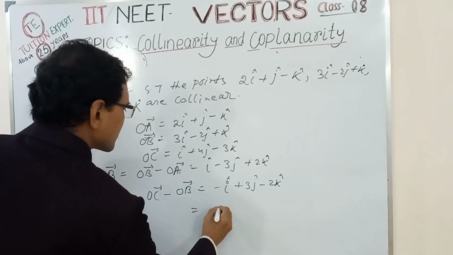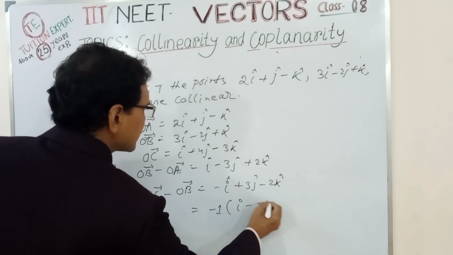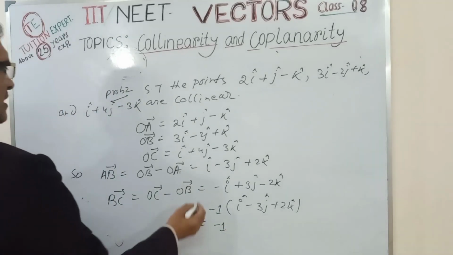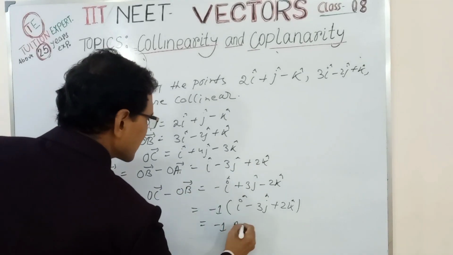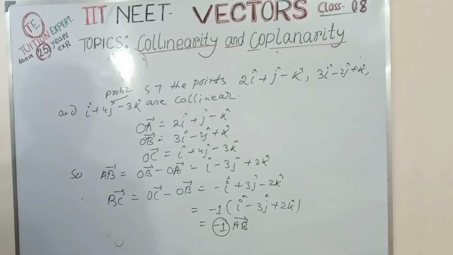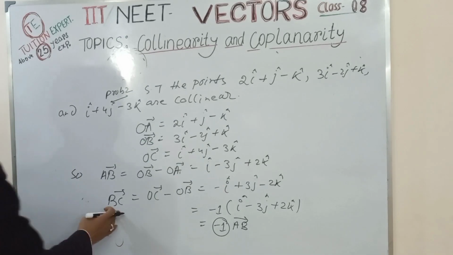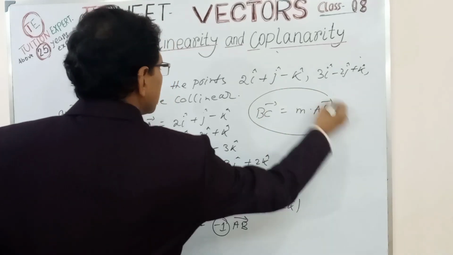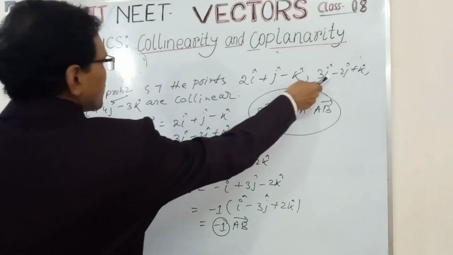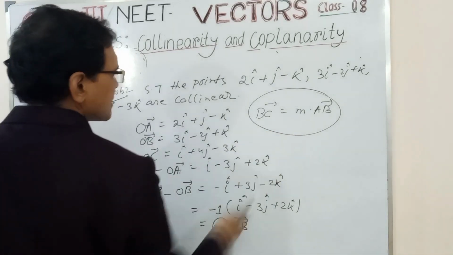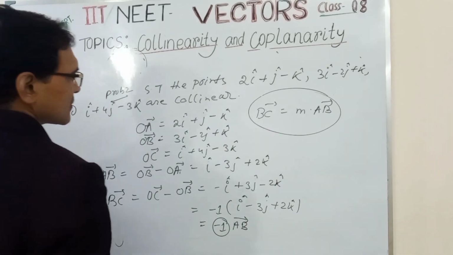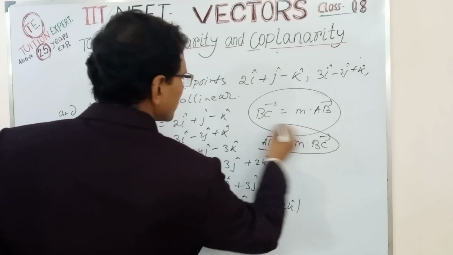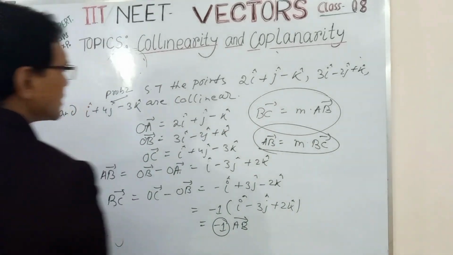So this equals minus, taking common minus, I minus 3J plus 2K. So this is minus 1 times the vector I minus 3J plus 2K, which equals the AB vector. So this is a scalar. So BC equal to M AB, in this form, for three position vectors, BC equal to M AB. That means AB equal to M BC. So we can say that A, B, C are collinear.